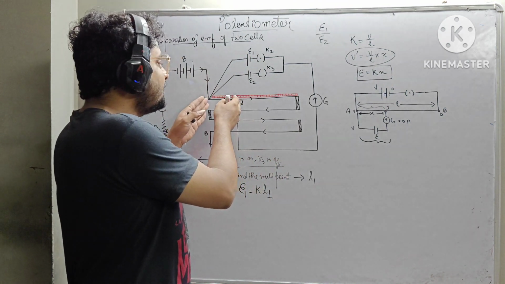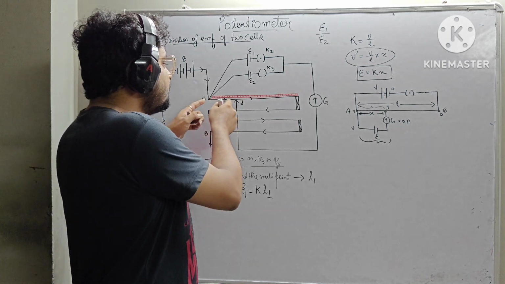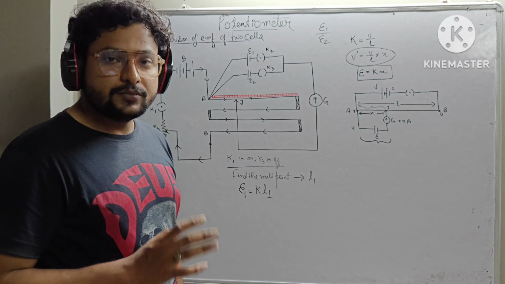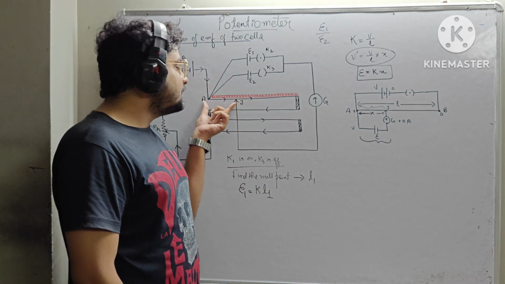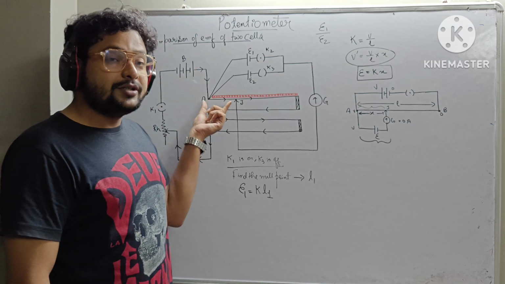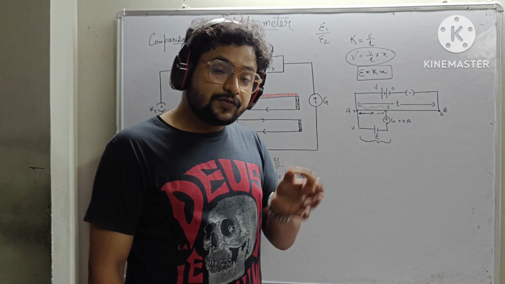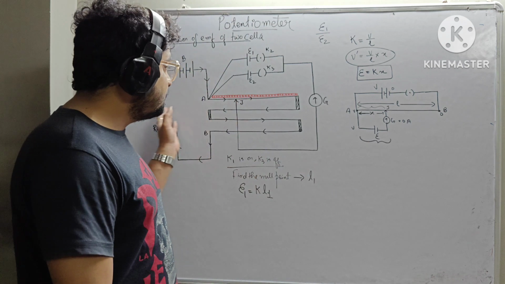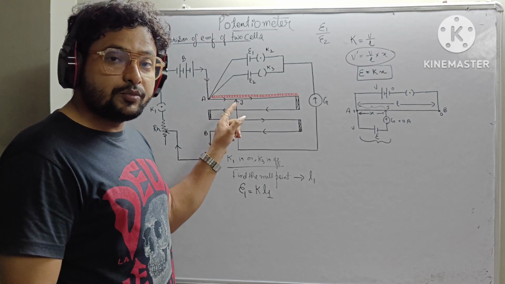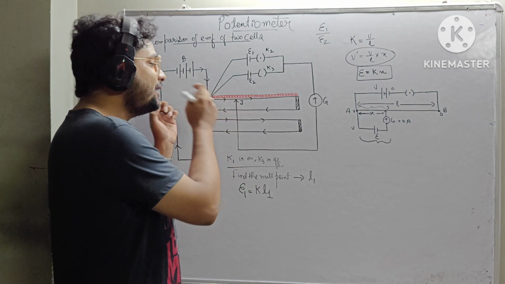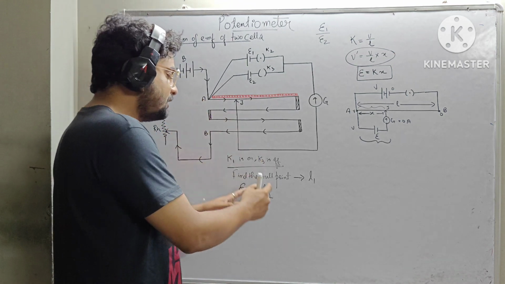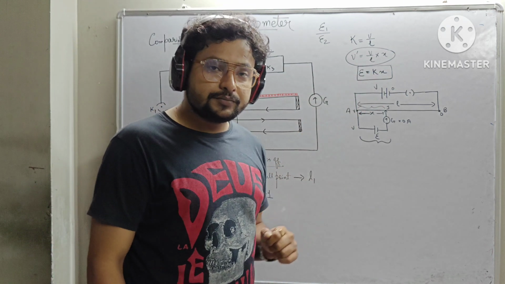So if you are getting the null point at a distance L1, what will be the potential difference between these 2 points? K into L1. Always use this particular theory: always measure the distance from A. Don't measure one time from A and another time from B. Always measure the distance from this particular point A. Suppose you get the null point at a distance L1 from A, then the potential difference between these 2 points is K into L1 by this concept.